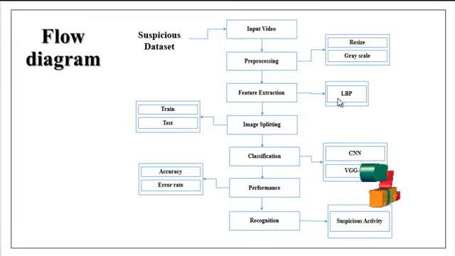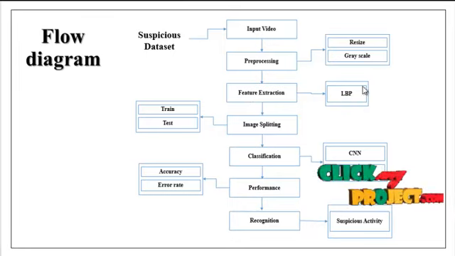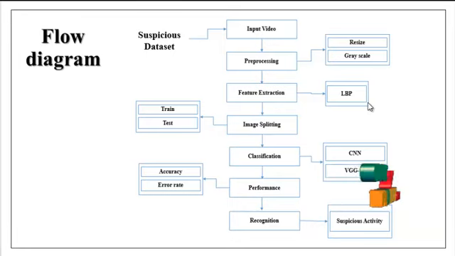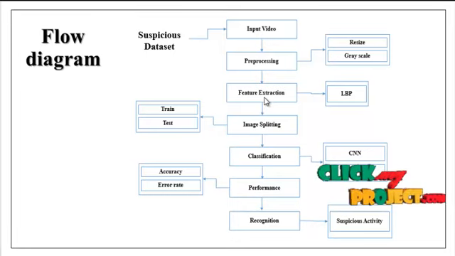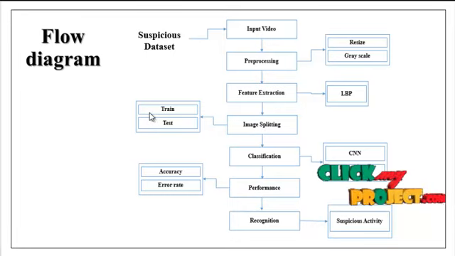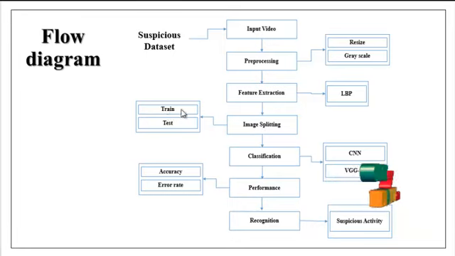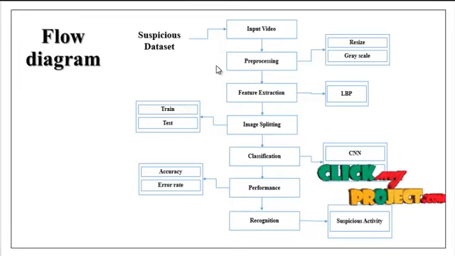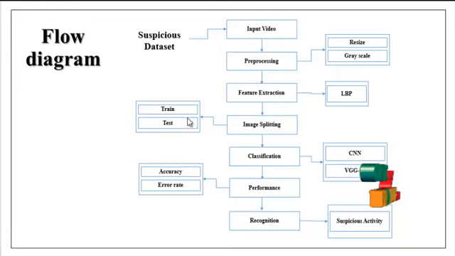With the help of local binary pattern, we can identify what kind of suspicious activity it is. The feature extracted frames are carried out to image splitting. Here we split the whole image data into test and train. Train is used for training the model, and test is used for prediction.